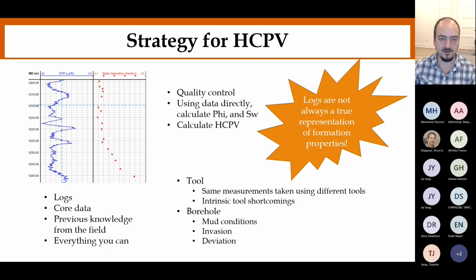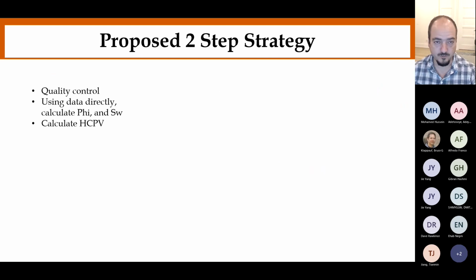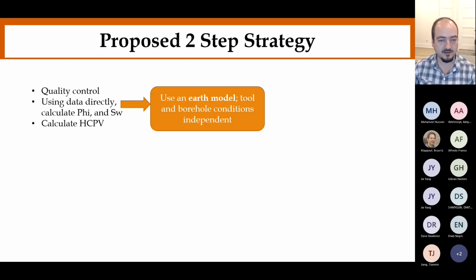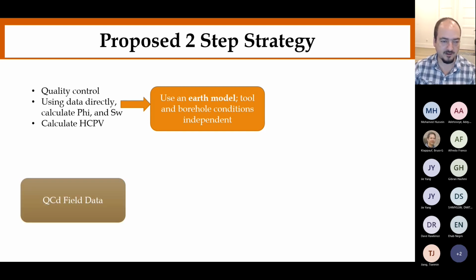Now that we know all the problems that you can have, let's actually propose the two-step strategy. First, let's keep doing the quality control the way we've been doing it. That's fine. Then, instead of using the data directly to calculate porosity and water saturation, let's rely on the Earth model that has properties that are independent of the tool and independent of the borehole conditions. And then we calculate hydrocarbon pore volume, and we're going to do it in a different way than it's usually done.